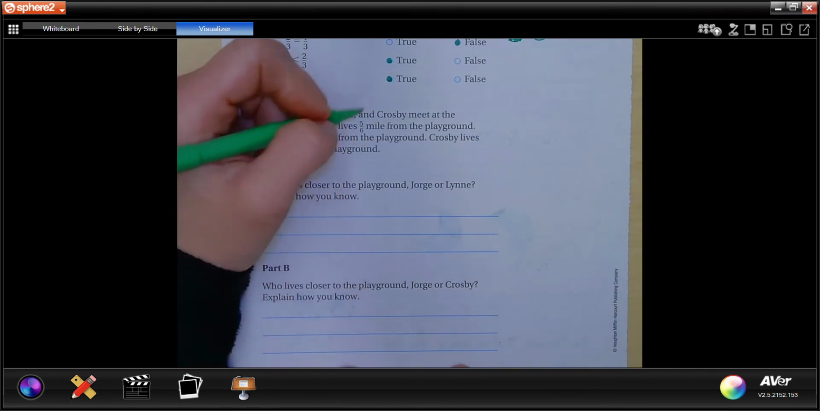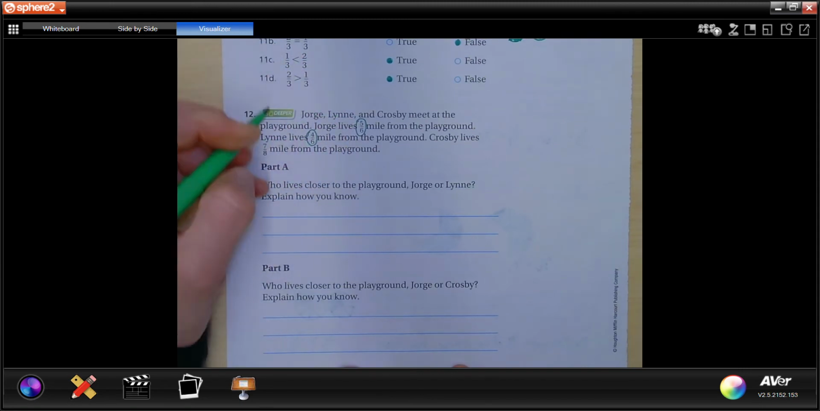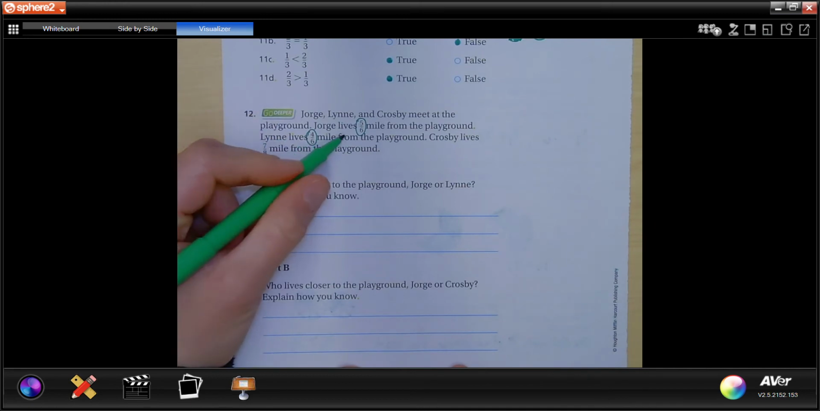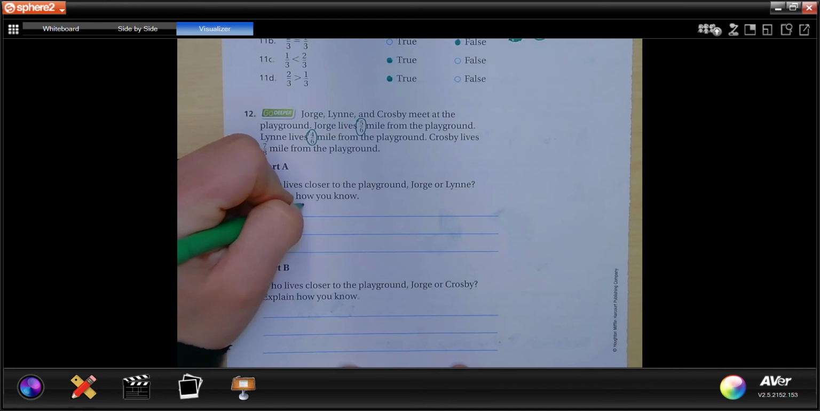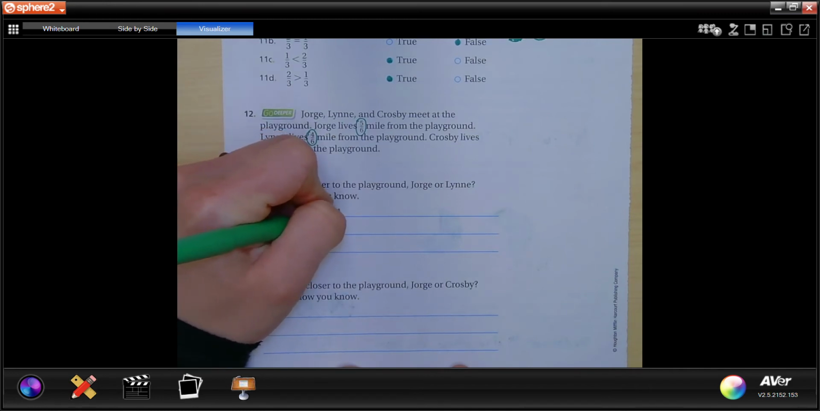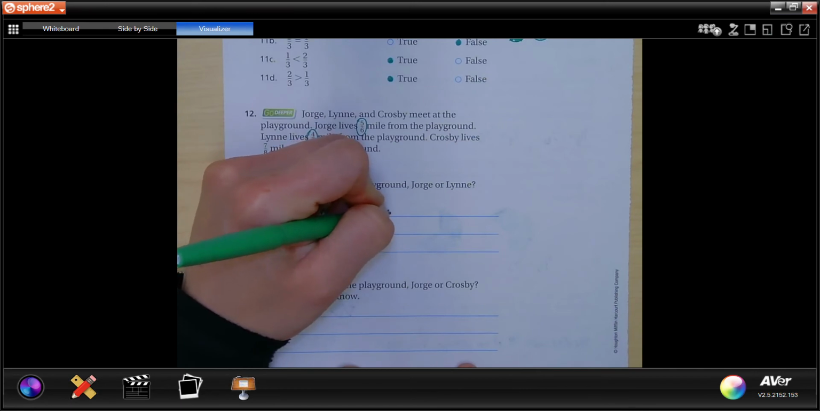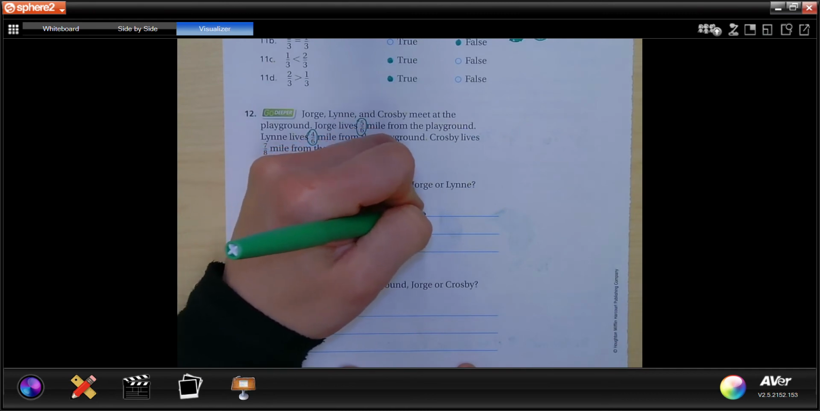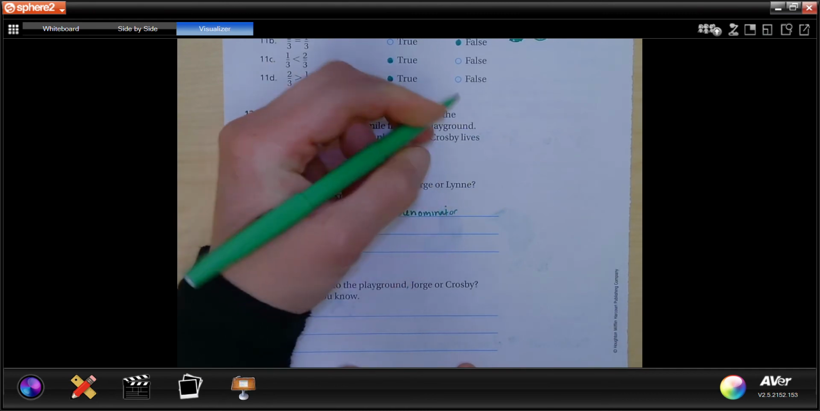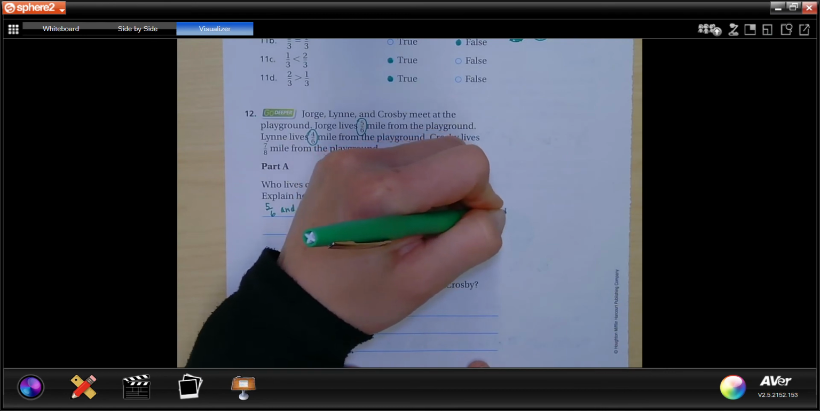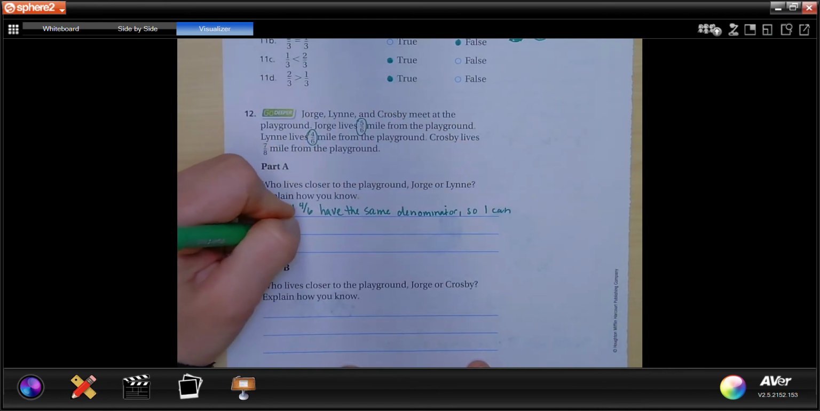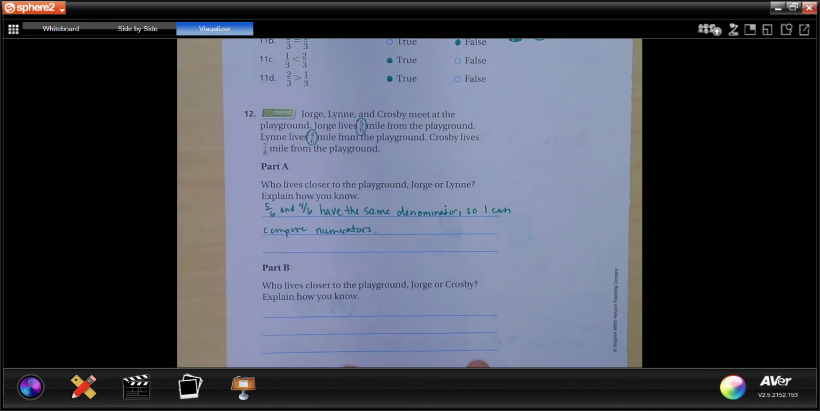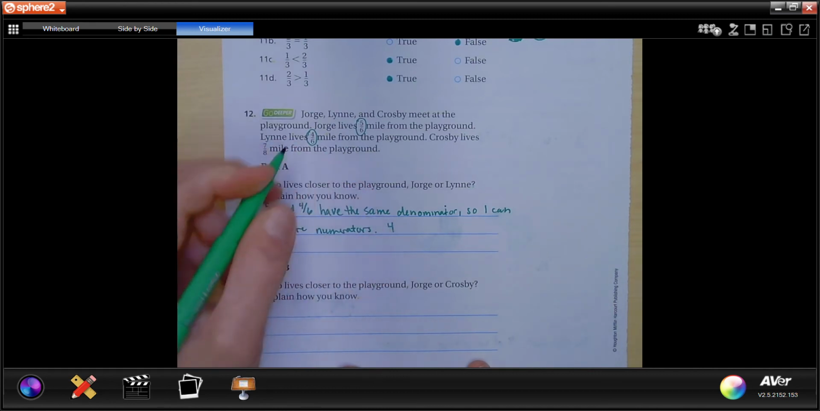Well, we know that George lives 5/6 of a mile and Lynn lives 4/6 of a mile. So we know that 5/6 and 4/6 have the same what? Denominator. So I can compare numerators. We know that 4 is less than 5.